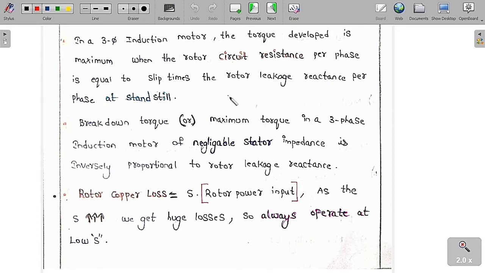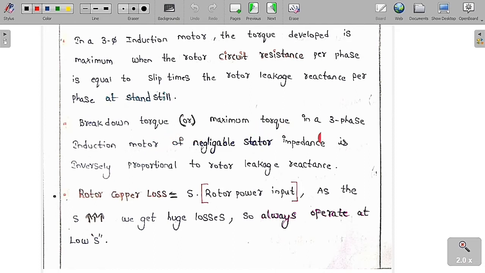Sm is called the slip at the maximum torque. So rotor resistance is equal to slip at maximum torque into the rotor reactance at the standstill condition. This is the condition at which we are going to get the maximum torque. So in a three-phase induction motor, the torque developed is maximum when the rotor circuit resistance per phase is equal to slip times the rotor leakage reactance per phase at the standstill.